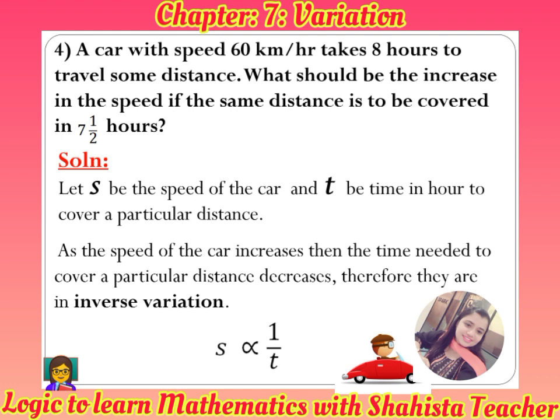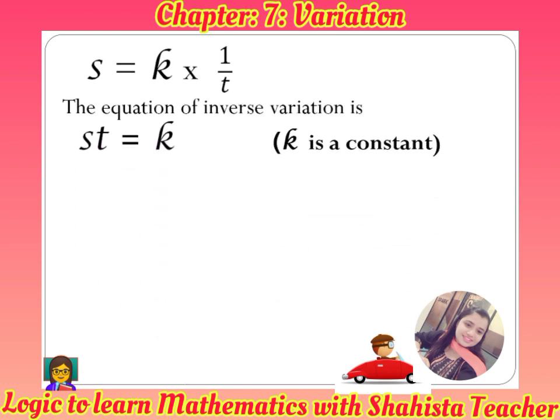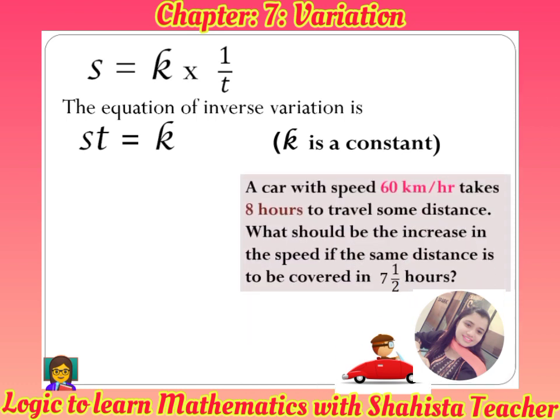Okay, here we will use the inverse variation formula. S inversely varies as 1/t. That means S is equal to K multiplied by 1/t. The equation of inverse variation is ST is equal to K, where K is constant. Here K is the constant value. A car with speed 60 kilometer per hour takes 8 hours to travel some distance, so here S is equal to 60 kilometer per hour and 8 hours is the time.